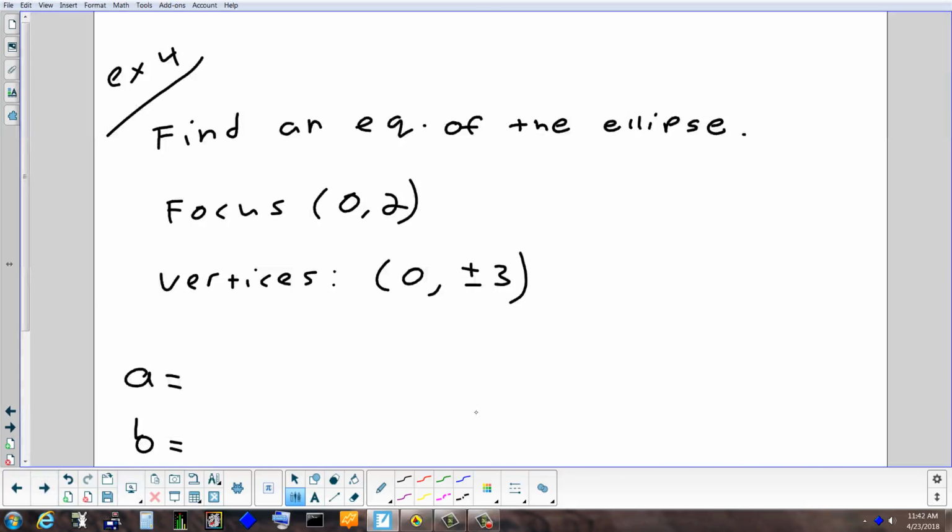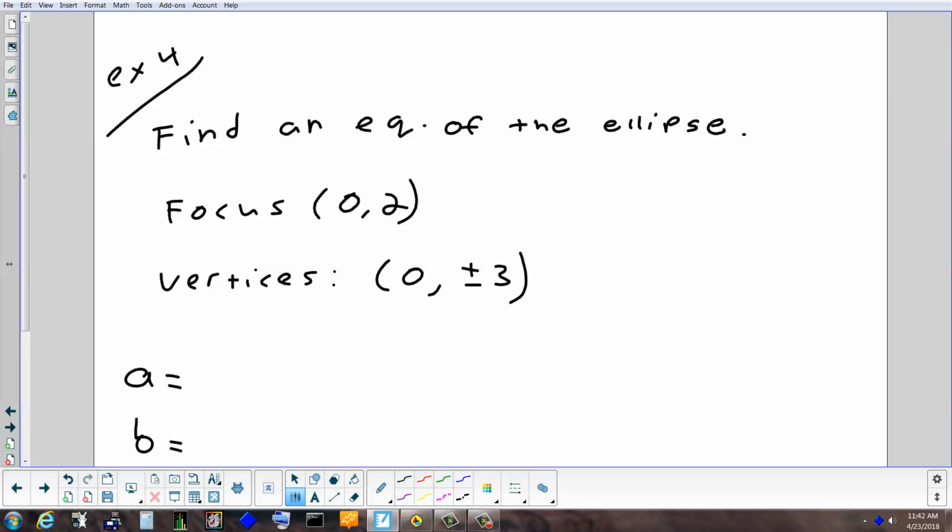Okay, when you look at this one, what didn't they give you this time that usually we've had? The center. They didn't give you the center. But if you find the location of the center, how does that relate to the two foci? It's the center of those two. It's right in the middle of them.